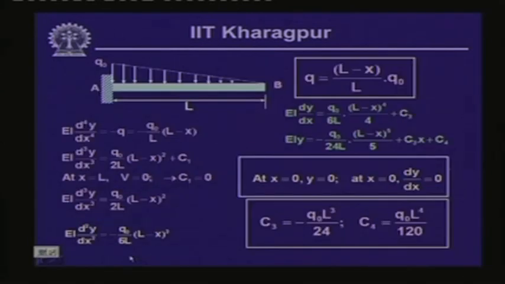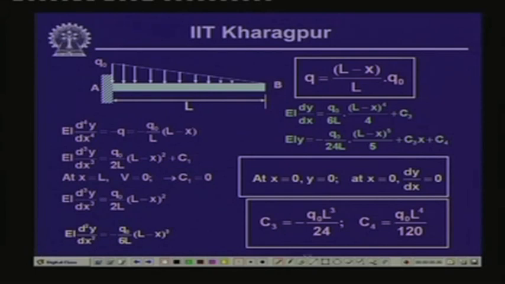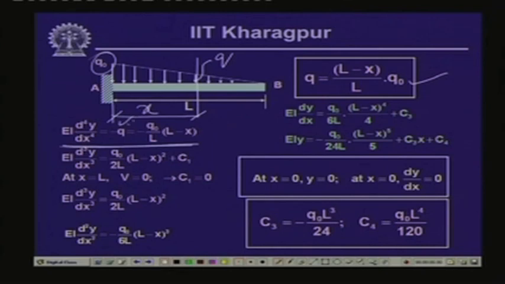Now, here we can employ the differential equation of the elastic curve. At any section from this support at a distance of x, if we say the value of loading is q, since it is linearly varying, q is equal to (L minus x) by L times q0. As we know, EI d4y by dx4 is equal to minus q, which is equal to minus q0 by L times (L minus x), and if we integrate this we have EI d3y by dx3 is equal to q0 by 2L times (L minus x) square plus c1.